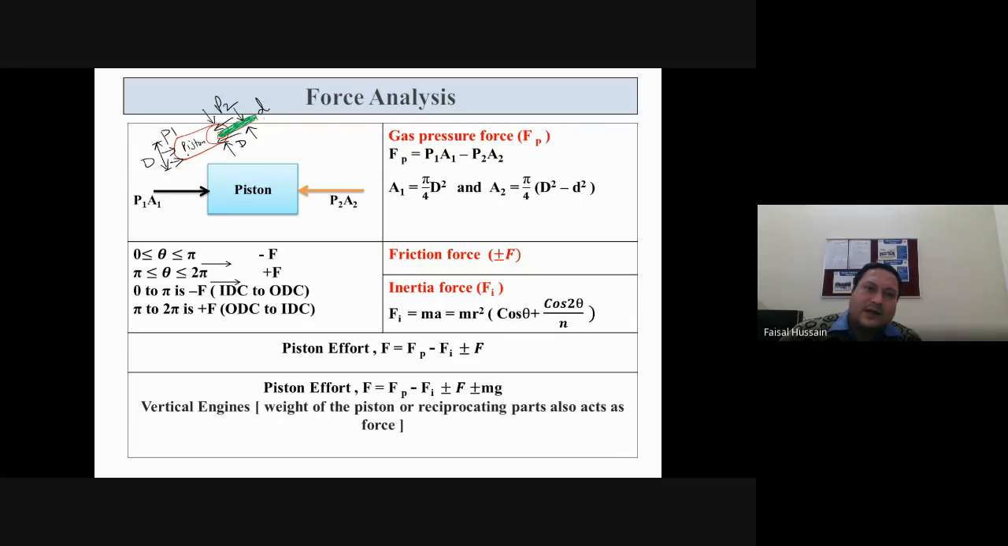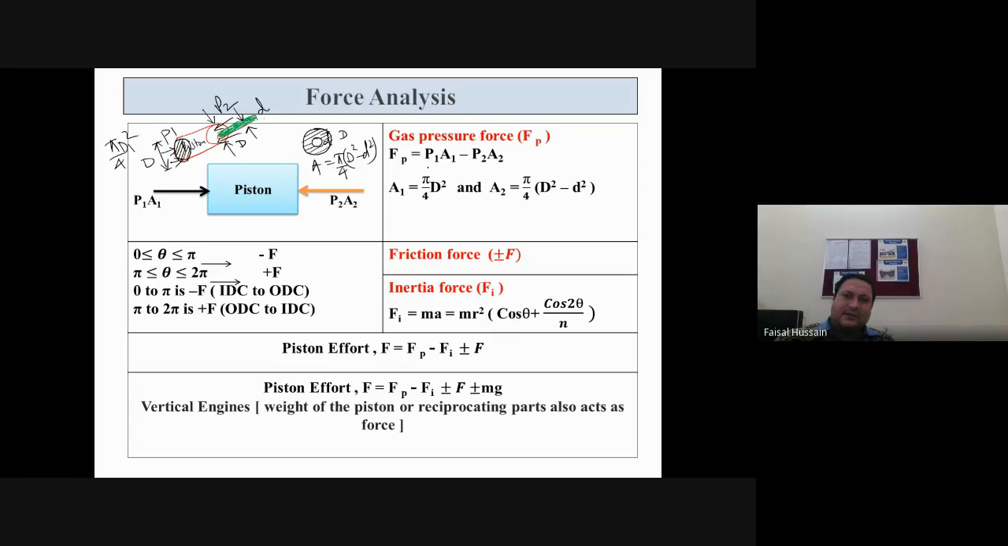So here the area will be pi by 4 d1 square. A full circle, pi by 4 d1 square. And here, if I draw its cross sectional diagram, it will be somewhat like this. So this is the area. This is capital D and the inner one is small d. So the area will be pi by 4 D square minus d square. So the gas force will be the total force on the right side minus the total force on the left side.